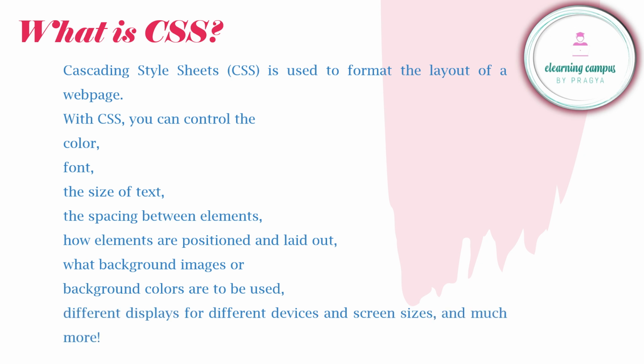We can change the color, font size, font style, the spacing between the elements, the positioning of the element, background image, background color. Around hundreds of options are there to design or format our web page using cascading style sheets. Before starting our coding, first we need to understand the terminology.